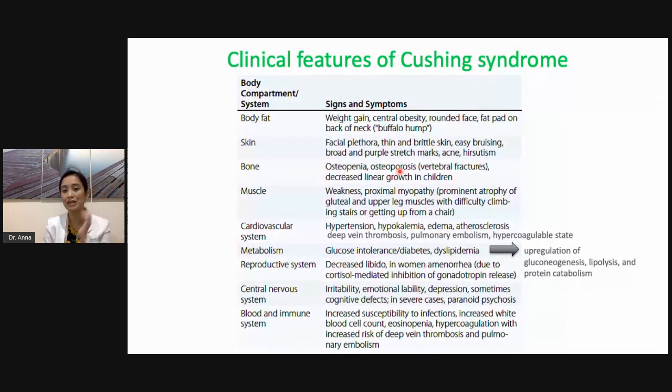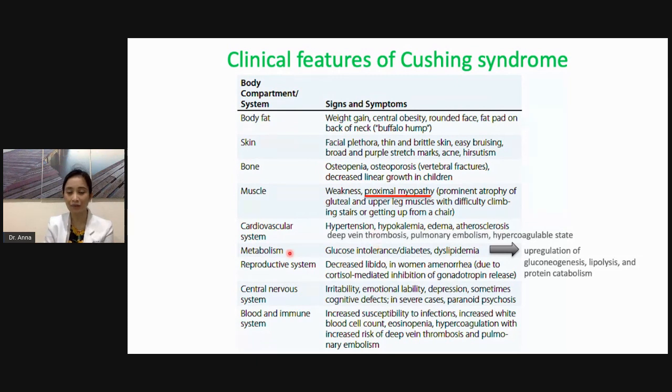Some patients will present with vertebral fractures, or if the Cushing syndrome happens in children, they can have decreased linear growth. In the muscle, you have your proximal myopathy, which is a very prominent, discriminatory feature of Cushing syndrome. There's prominent atrophy of your gluteal and upper leg muscles. And in your cardiovascular system, you can have hypertension, hypokalemia, edema. And because of the hypercoagulable states, they're also very prone to deep vein thrombosis and pulmonary embolism.